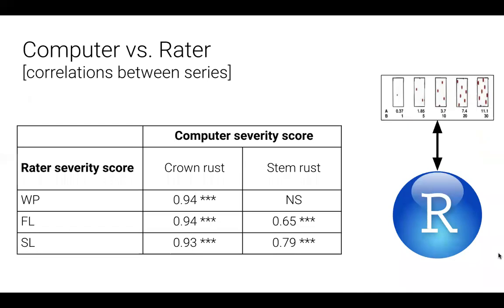Oh, and now we get to how the computer relates to the rater. So the computer score versus the median rater score. For crown rust, across all 3 series, we had fantastic correlations, all above 0.9 for Pearson correlation coefficients. For stem rust, unfortunately, we had a non-significant correlation between what the rater thought was stem rust and what the computer thought was stem rust. We didn't have a good correlation there, but for 5-leaf samples, it did work fairly well. We had a significant correlation there. So again, stem rust is a little bit more difficult to deal with.